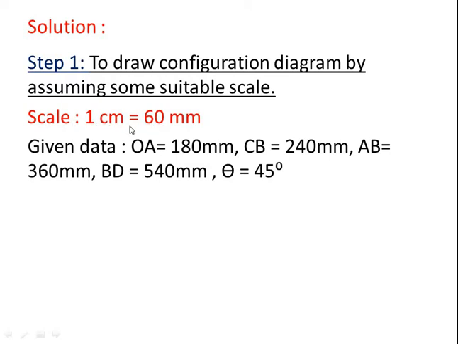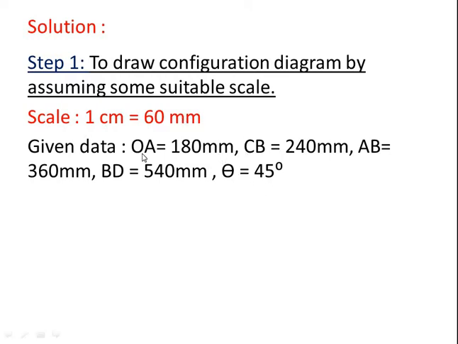So how to decide this scale? Depending upon these dimensions given and the space available on our sketchbook or drawing sheet, we have to choose the scale. The scale should be such that the configuration diagram is properly visible. So here I have taken the scale 1 cm equal to 60 mm. So while drawing the configuration diagram, I will convert all these dimensions as per our scale.